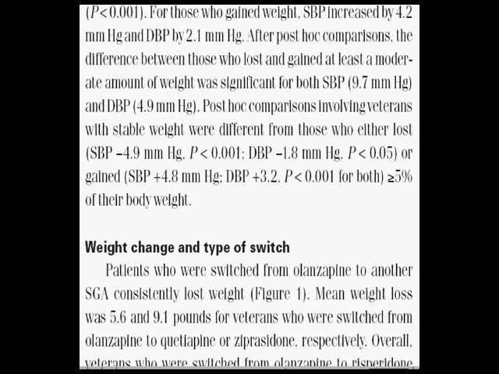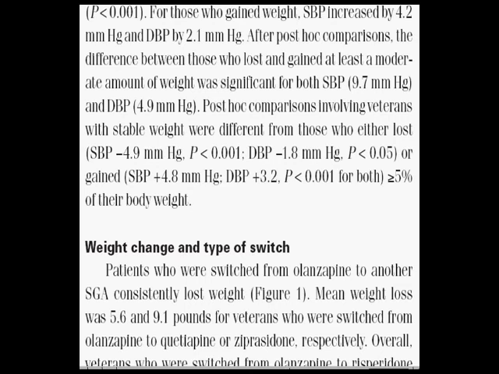Now, also within the same article, what we tried to show you is another instance where we looked at those who gained weight and those who lost weight, and we showed that for those who gained weight, the systolic blood pressure increased by 4.2 millimeters of mercury, and for those who lost that specific amount of weight, then the diastolic blood pressure went up by 2.1 millimeters of mercury.